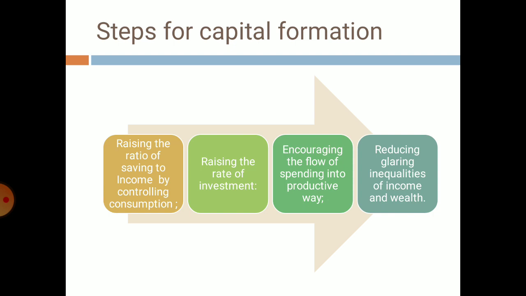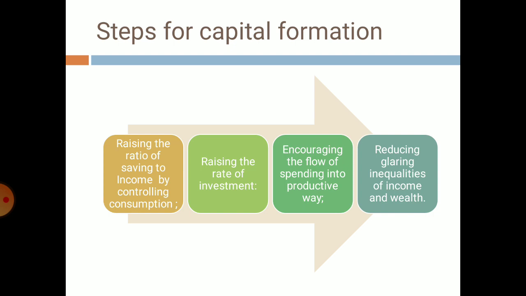The first step is raising the ratio of savings to income by controlling consumption. As I have told you, a person earns 100 rupees per day and he spends 100 rupees. So there is no saving. If there is no saving, your income cannot increase. Income will increase when you save. So how to save? As I told you, 100 rupees is too nominal an income, by which a person satisfies his daily basic needs only. There is no room for saving. In this case, how to save?